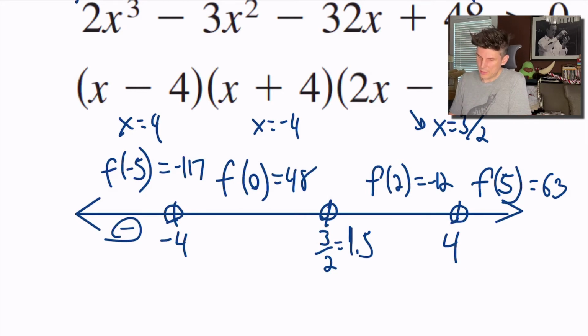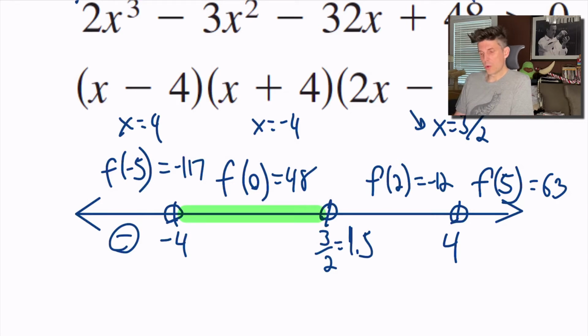So you see that f of -5 is -117. So I can put a negative value for all values to the left of -4. We're going to be negative. So between -4 and 3/2, or 1.5, we know that f of 0 is a positive number. That means this entire interval has to be positive, because once you test any value in there, if you see a positive value, it means the entire interval must be positive until the next opportunity at 1.5.